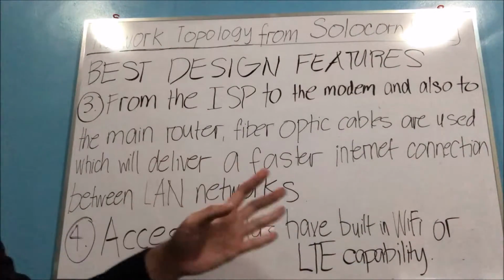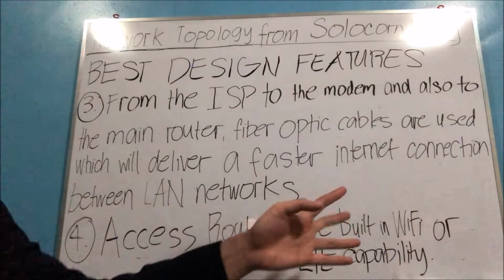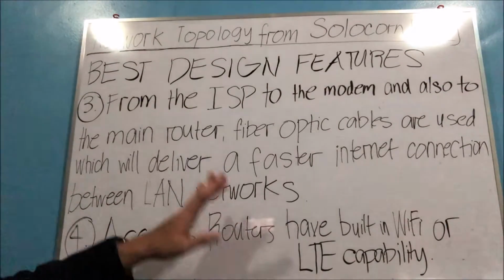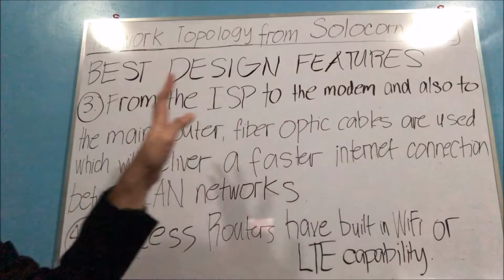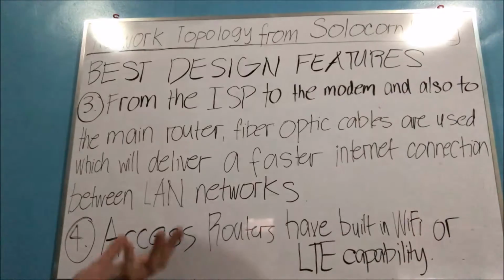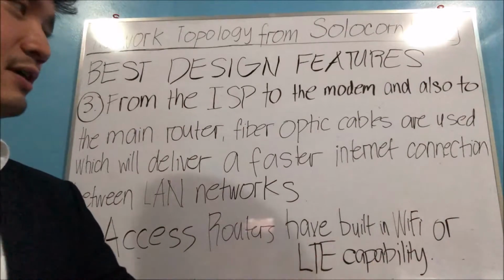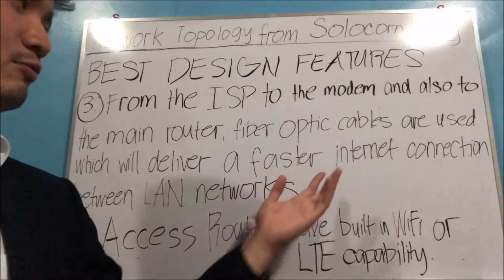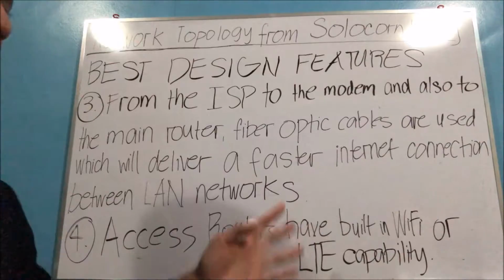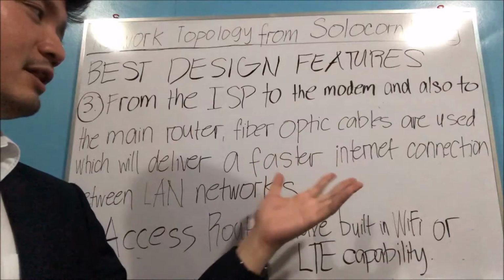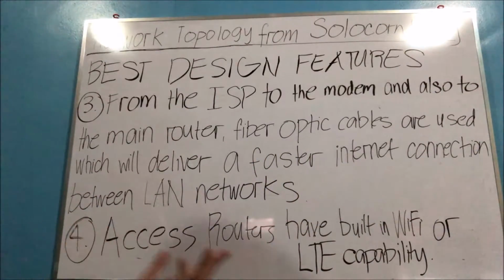So if there is an out-of-reach internet connection, it would not be a problem for our proposal because we would have more access routers and our main routers, and from the ISP to the modem we will have our fiber optic cables. We are using these fiber optic cables even though we have discussed that it would be raising the cost of our proposal. In return, it would have a faster internet connection between LAN networks.